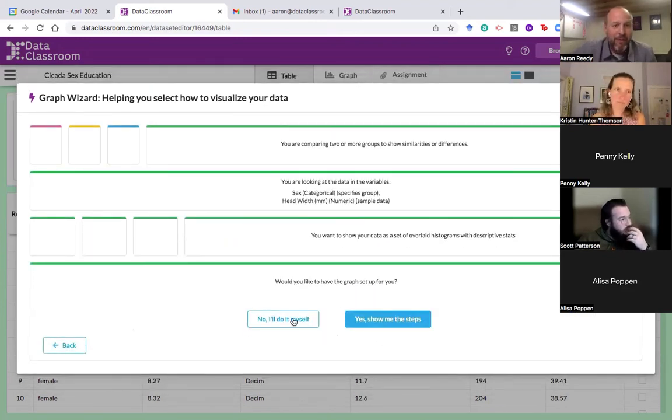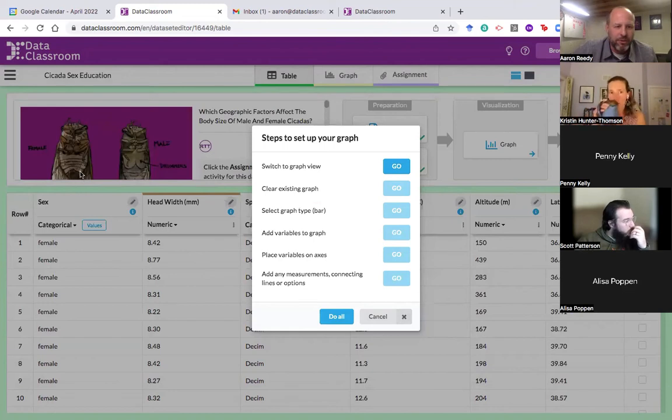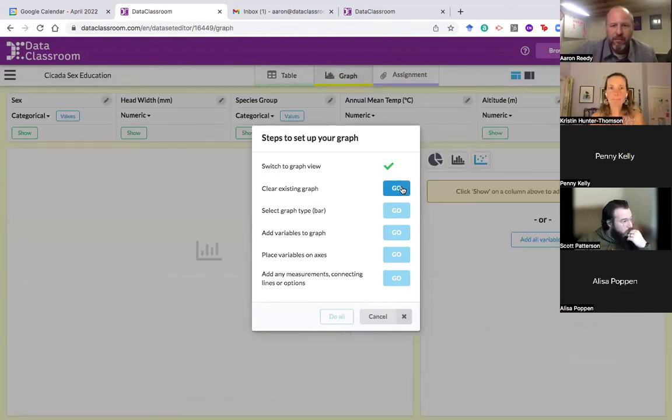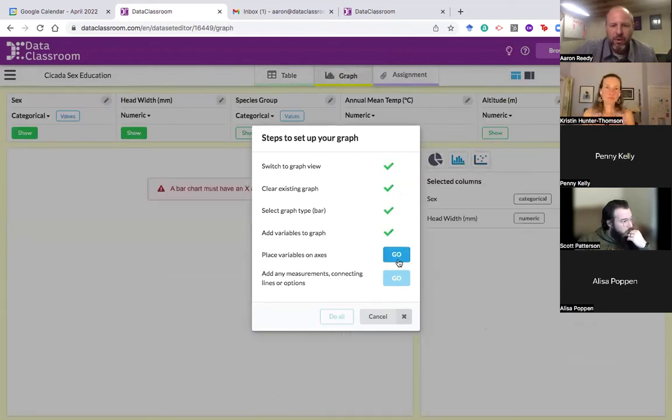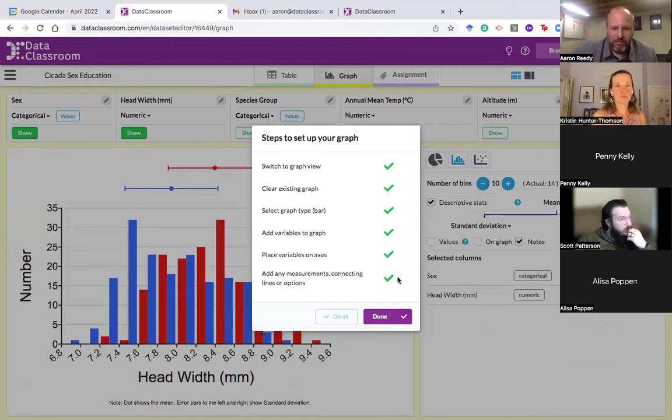I can either bow out at this point. If I say, yep, that's all I needed to know, I already know how to press the buttons here, I'll do it myself. Or if you really are a novice and you're saying, show me the steps, you can go through, and it'll show you each click that's needed to make this graph in total. And I can go down them one at a time. I can also hit the do all at the bottom, and it will produce this graph.